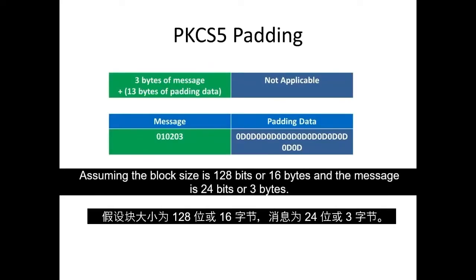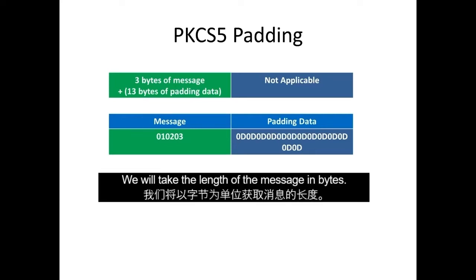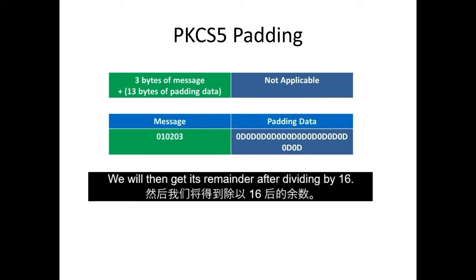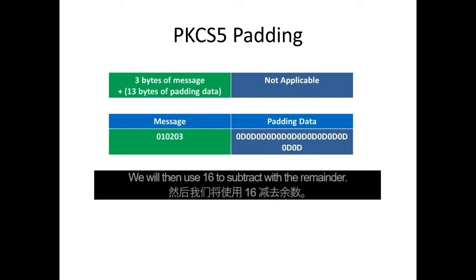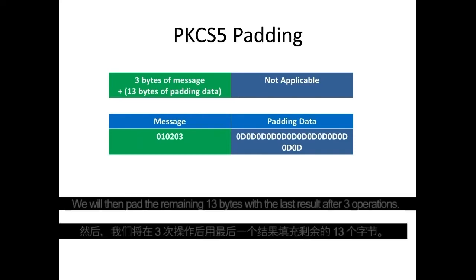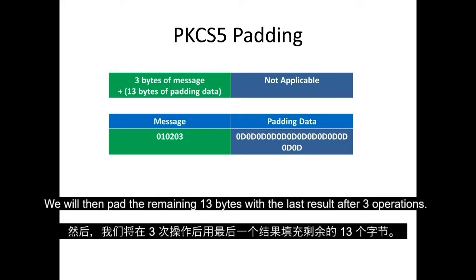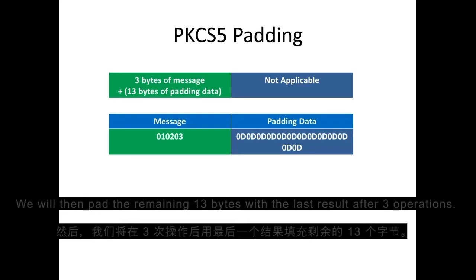Assuming the block size is 128 bits or 16 bytes, and the message is 24 bits or 3 bytes, we will take the length of the message in bytes. We will then get its remainder after dividing by 16. We will then use 16 to subtract with the remainder. We will then pad the remaining 13 bytes with the last result after 3 operations.